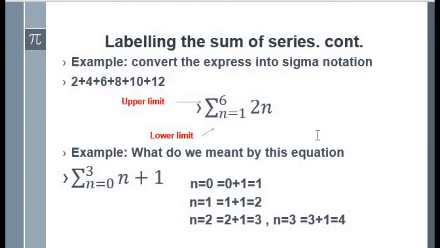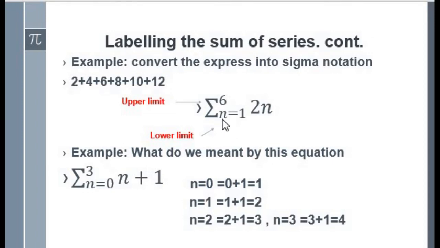So let's see another example where we need to convert the expression into sigma notation. We have 2, 4, 6, 8, 10 plus 12 as the given expression, and we need to convert it into sigma notation. So how will we do that? We know that the lower limit is 1 because 2 is at position number 1, and the upper limit is 6 because 12 is at position number 6.